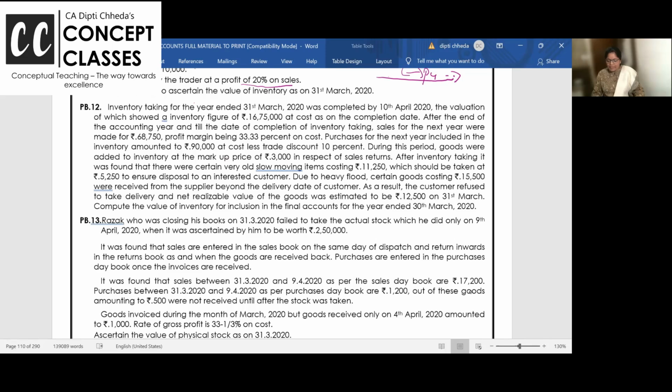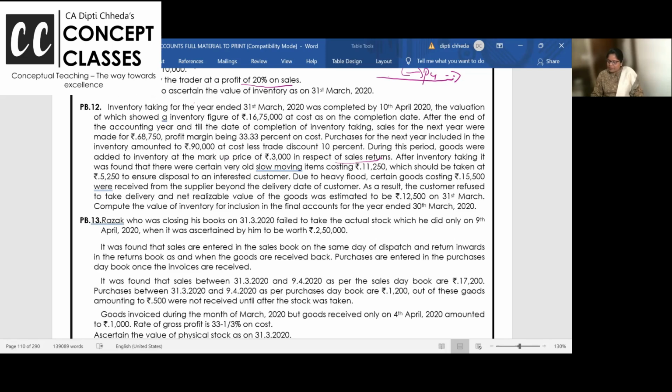During the year, goods were added to inventory at a markup of 3,000 in respect of sales return. Some sales return has also come, so it was not there on 31st. So what will you do? Minus. See the position where you are, 15th. First to 15, some sales return, minus. After inventory taking, it was found that there was certain very slow moving item, 11,250, which should be taken at 5,250 to ensure disposal to an interested customer.